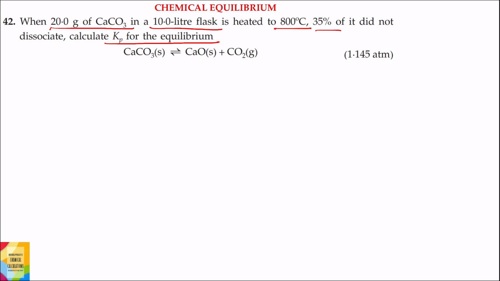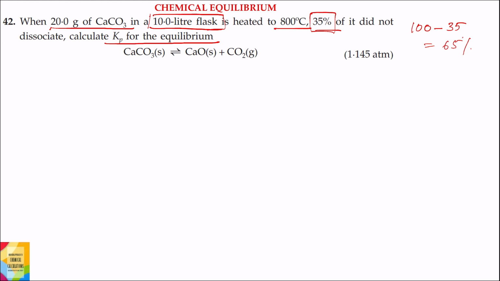Calcium carbonate dissociates into calcium oxide and carbon dioxide. Now calcium carbonate is in solid state, calcium oxide is in solid state. So they won't exert any vapor pressure. The vapor pressure is entirely due to the carbon dioxide gas. 35% did not dissociate. So what percentage dissociated? Percentage of calcium carbonate dissociated is 100 minus 35, which is equal to 65%. 65% of the calcium carbonate present dissociated.